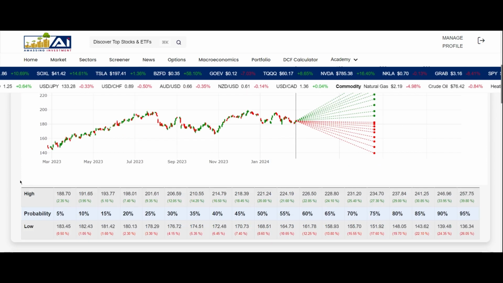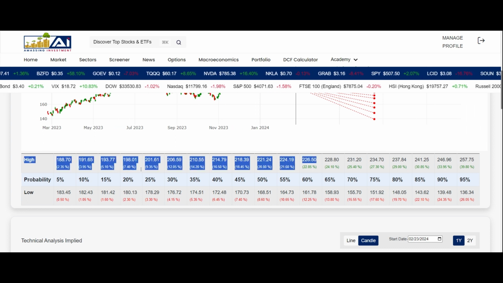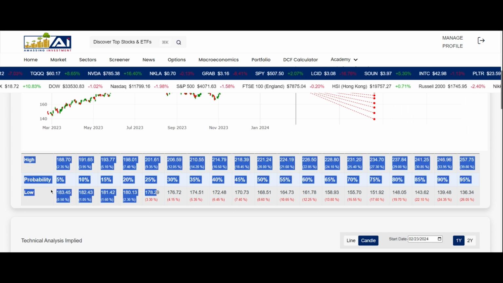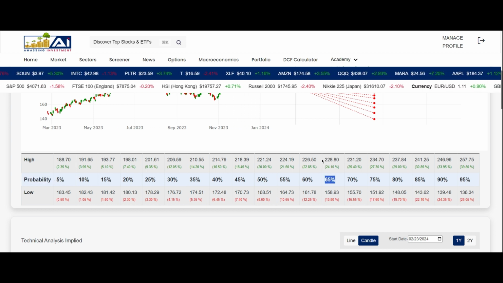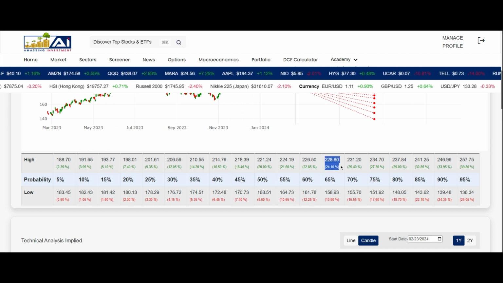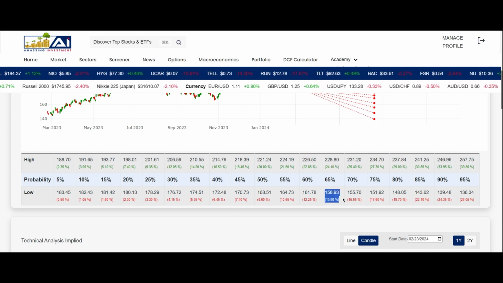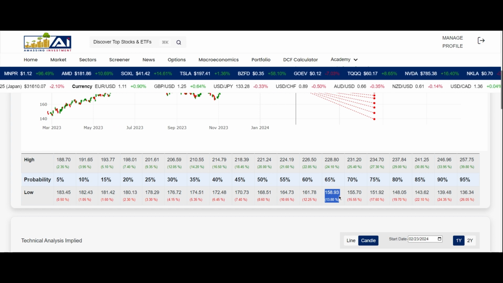The table features predicted high and low prices, with a probability row in the middle indicating the likelihood of these outcomes. For instance, a 65% probability, or first standard deviation, suggests a 65% chance that prices will stay between a 24% increase to 228 and a 13% decrease to 158 over the next 180 days. Conversely, there's a 35% chance prices will exceed these bounds.